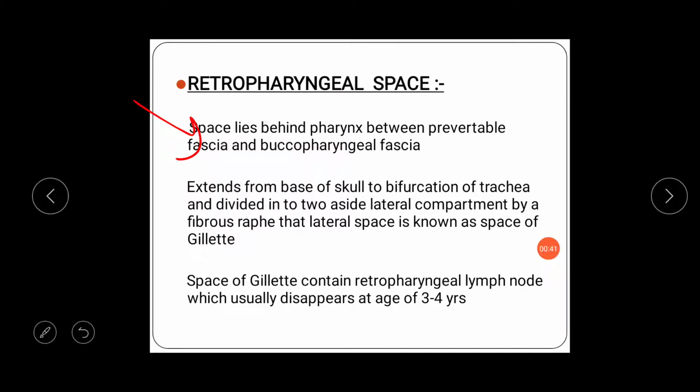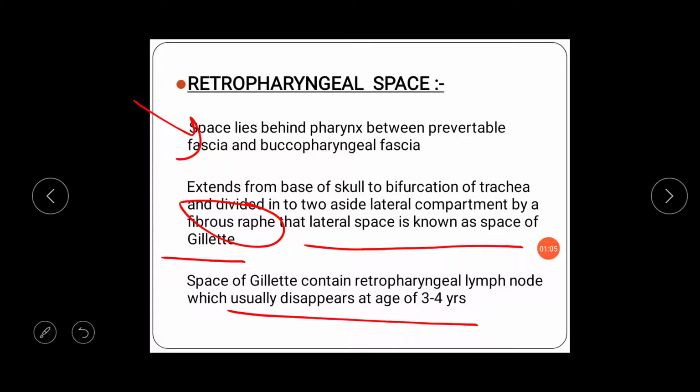So this retropharyngeal space extends from the base of skull to the bifurcation of trachea and divides into two lateral spaces by a fibrous raphe, and this lateral space is known as the space of Gillette. Space of Gillette contains retropharyngeal lymph nodes, which usually disappear at the age of 3 to 4 years of age.